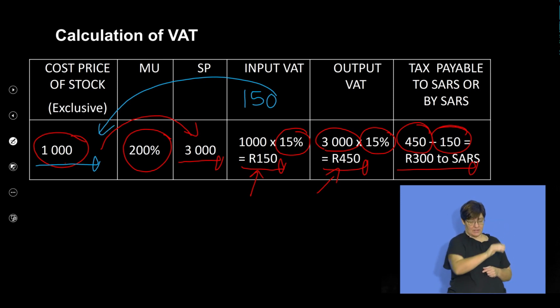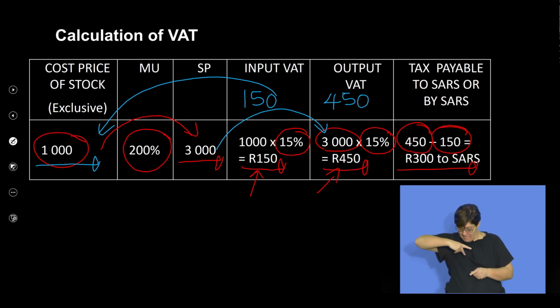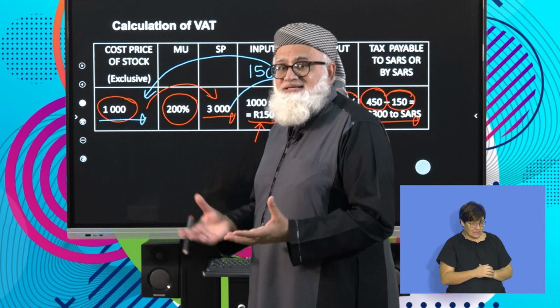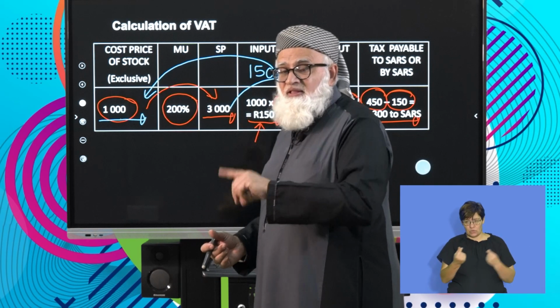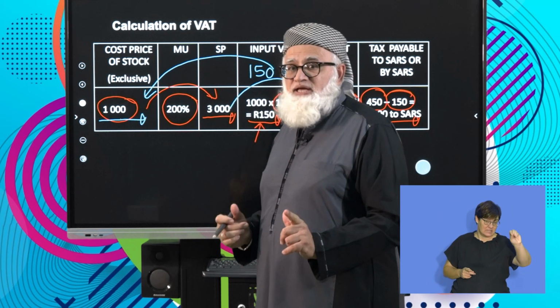Then we marked up those goods by 200%. That was our markup policy. And we sold those goods at 3,000 Rand. Now watch, when we sold those goods at 3,000 Rand, how much VAT did we collect? We collected an amount of 450 Rand. Clear? Remember, I'm doing this as revision of the input and the output so that you have a clear understanding of input and output.